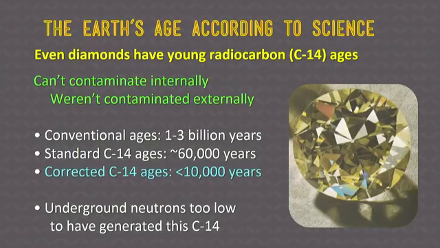Some will claim that the diamonds have the carbon-14 because of uranium in the diamonds and underground neutrons. We've done the calculations and demonstrated that it's not possible. The carbon-14 is there because it was there at the time of creation. These diamonds didn't have contact with the atmosphere. The carbon-14 was intrinsic to when the diamonds were created. And so the carbon-14 dates the formation of the diamonds and therefore the Earth. One last example before we wrap up.